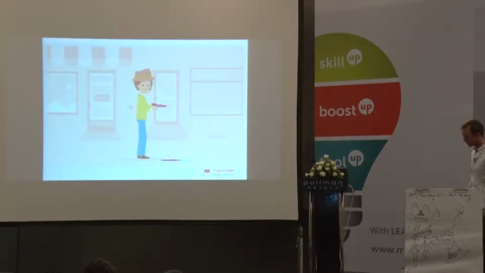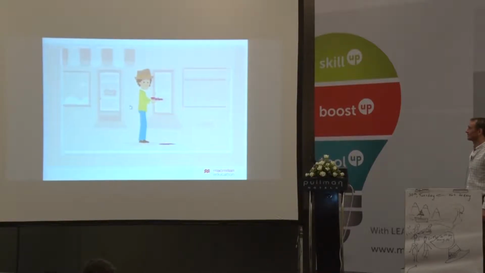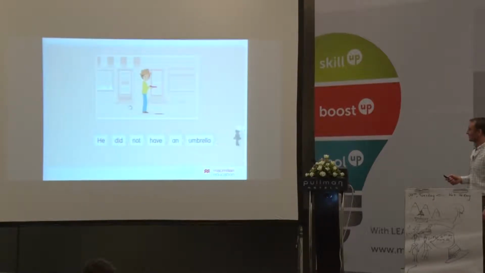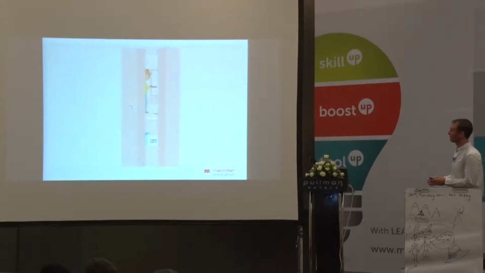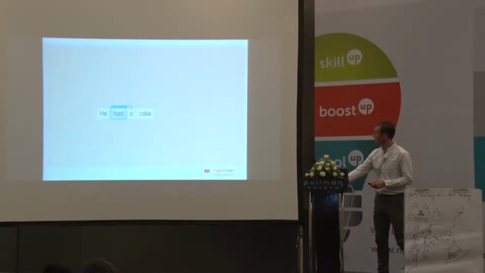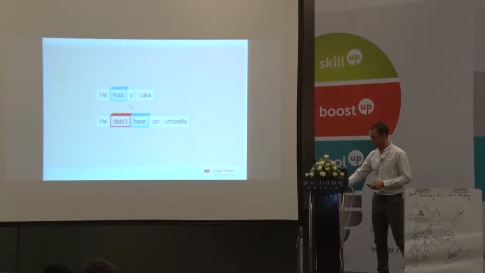Oh! Got it. Did or not have. He did not have an umbrella. He didn't have an umbrella. He had a cake. He didn't have an umbrella.